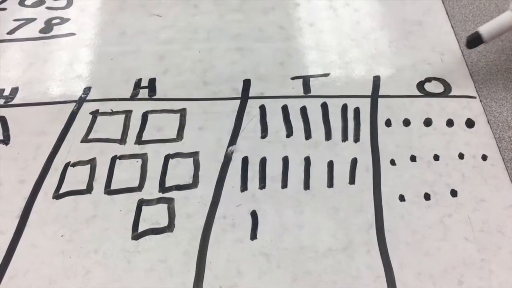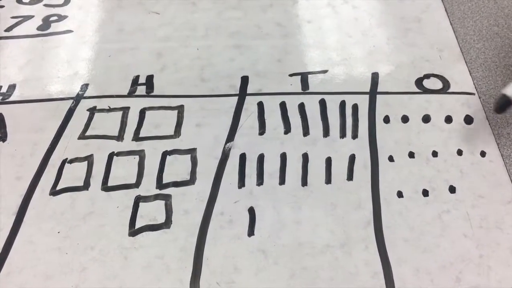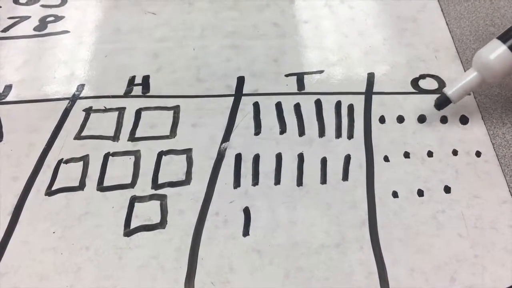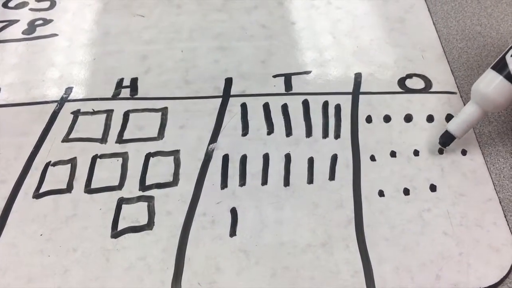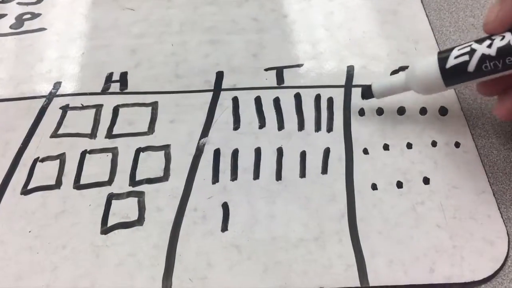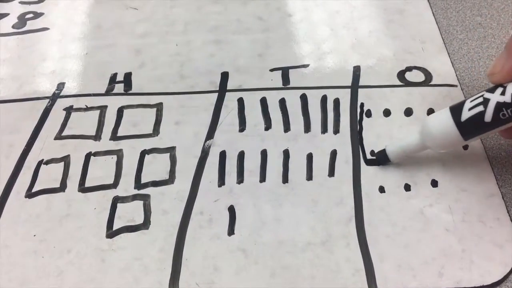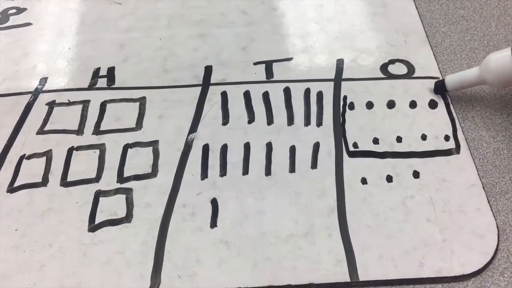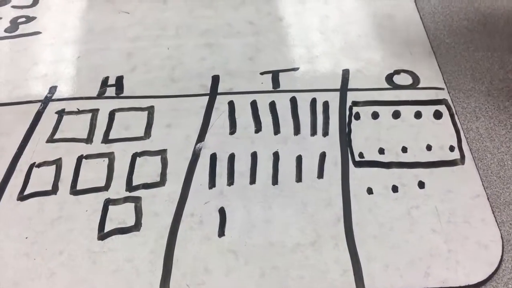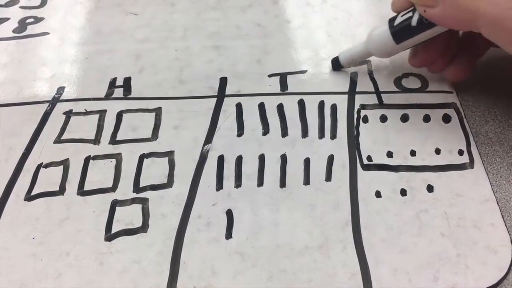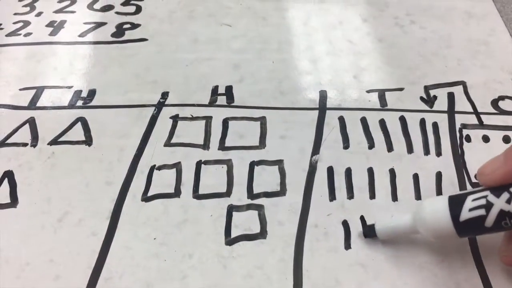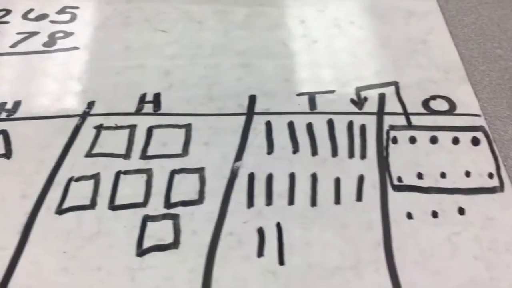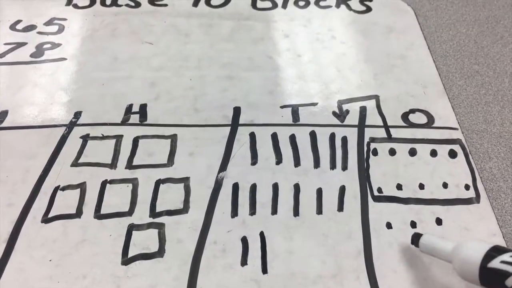So we're going to start in the ones place, and they're going to combine the numbers. 1, 2, 3, 4, 5, 6, 7, 8, 9, 10. That's a group of 10. So we're going to box that off, and that is going to regroup. It's going to move over to the tens place. So I need to add another 10. In the ones place, that's going to leave me 3.